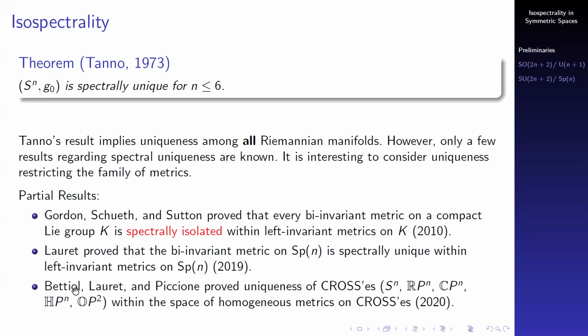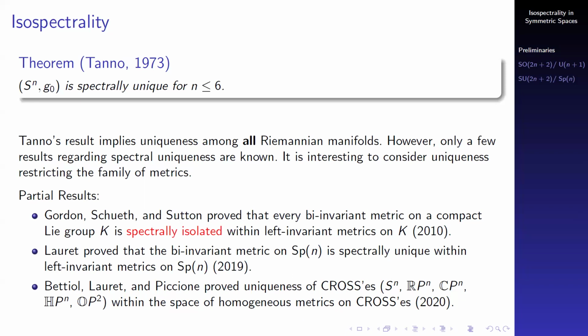Now, this last result, Bettiol, Lauret, and Piccione proved uniqueness in crosses. Crosses mean compact rank 1 symmetric spaces. That means uniqueness within the space of homogeneous metrics. That means that if we have two homogeneous metrics in these spaces, S^n, RP^n, CP^n, HP^n, and OP^2, those are the compact Riemannian rank 1 symmetric spaces, then they have to be isometric. And in this talk, we are going to do that.